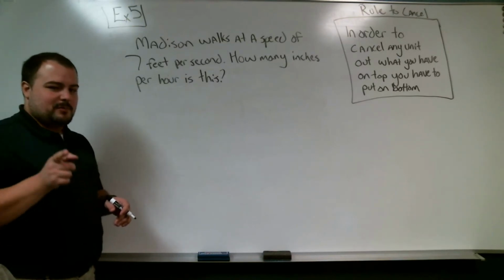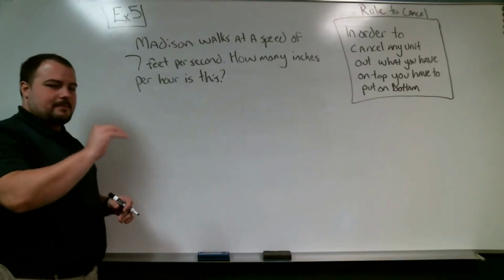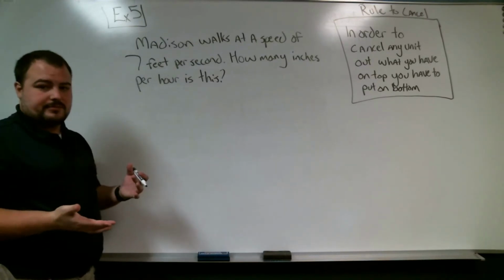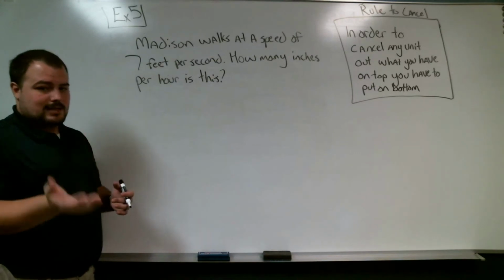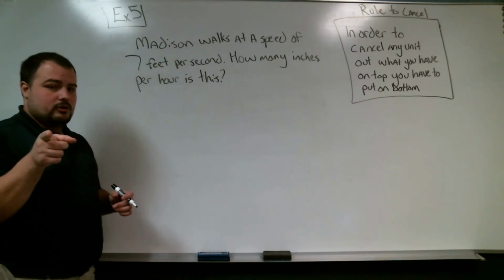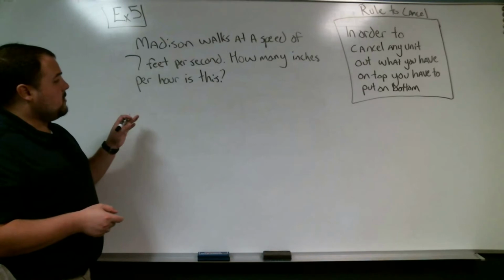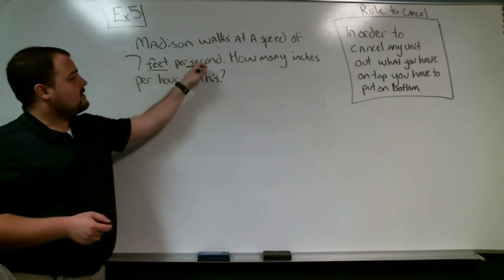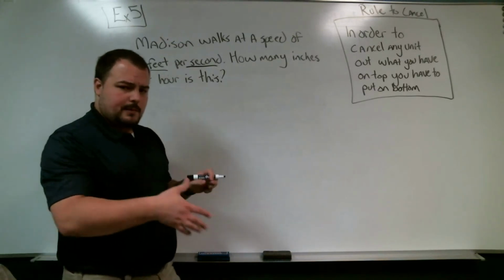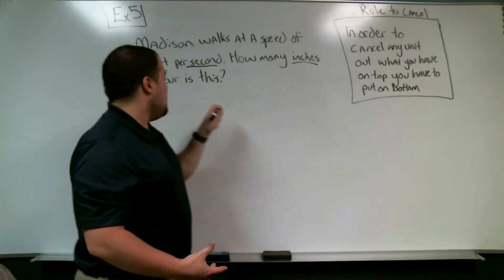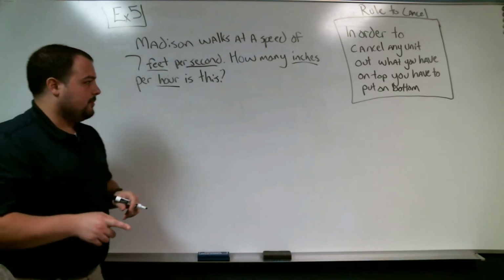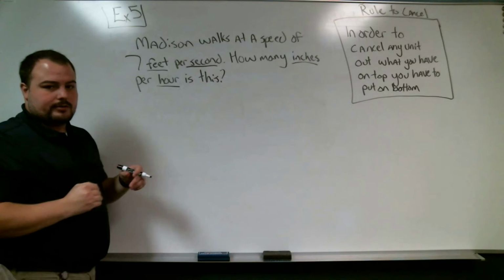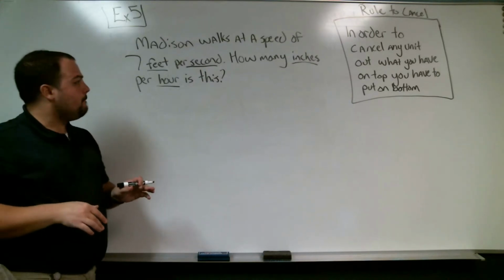So in this problem, I'm going to make you change 2 things. We're going to change the top and we're going to change the bottom. But we can do it the same way that we changed our previous problems. Whatever we have on top, we cancel out by putting it on bottom. But we need to know our units of measurement in order to do that. So we know that she goes 7 feet per second. So we have feet and we have seconds. Our question is, how many inches per hour is this? So in this problem, we're going to have to change feet to inches. We're going to have to change seconds to hours. So we're going to be using a lot of math here.